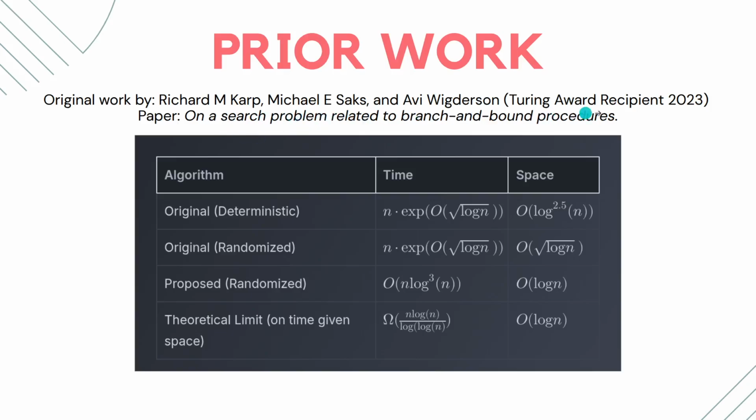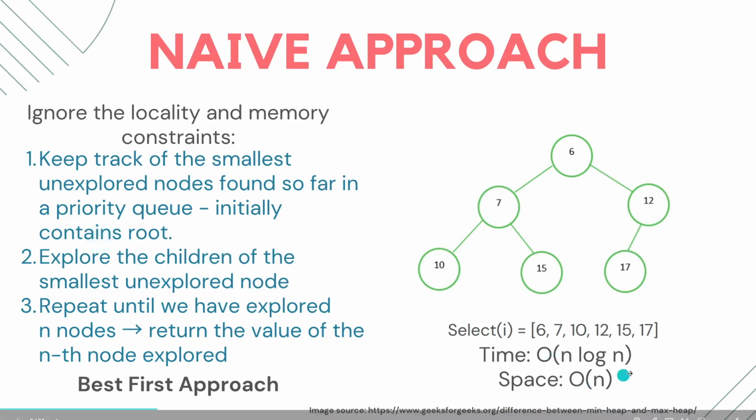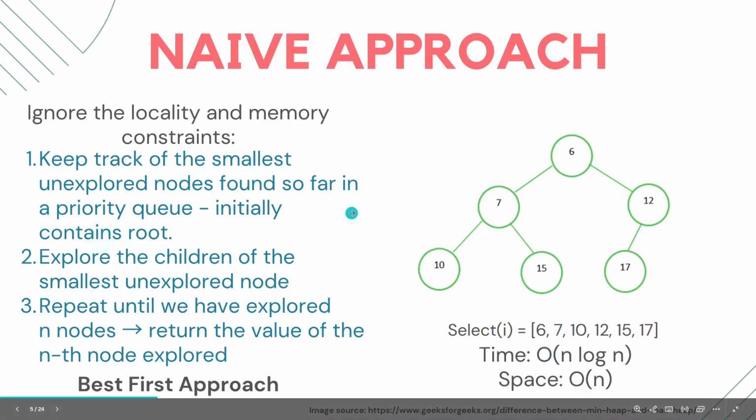The original paper is here. So they had some solutions, and their randomized solution took only root log n space and gave a time complexity of n times exponential order of root log n. So kind of good, but this new proposed paper takes a little bit more space. It takes logarithmic in n space, but it has a time complexity of n log cube n, which is really not that far from this n log n that we got with none of the constraints.